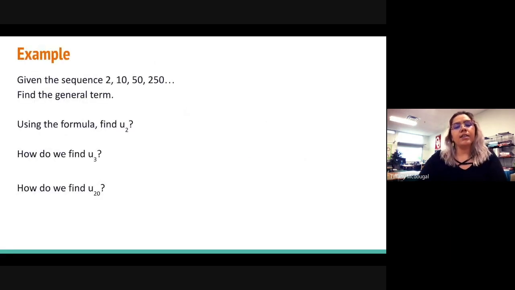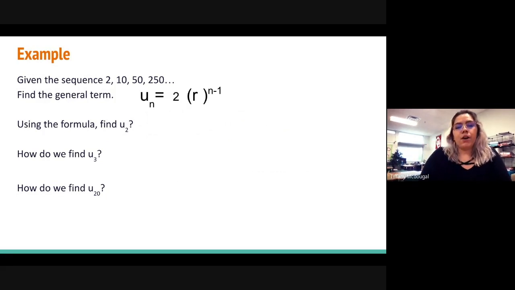All right, let's look at this example. We are given a sequence, 2, 10, 50, 250, just like from before. So if I want to write that general term, I'm going to start by writing down my formula. Un is equal to U1 times r to the n minus 1. And the first thing I want to figure out is my first term. As I'm looking at that sequence, the number in the very first place is 2. So I'm going to swap out that U1 and put a 2 instead.